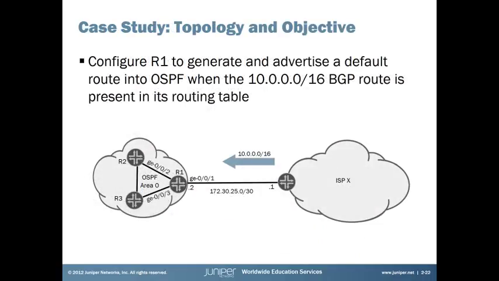So let's have a look at it. We want to configure R1 to generate and advertise the default route into OSPF when the 10.0.0.0/16 BGP route is present in its routing table, which is kind of a summary of what I just said.